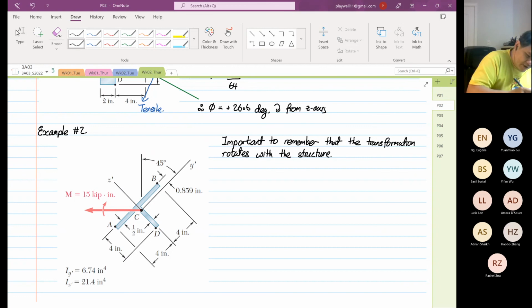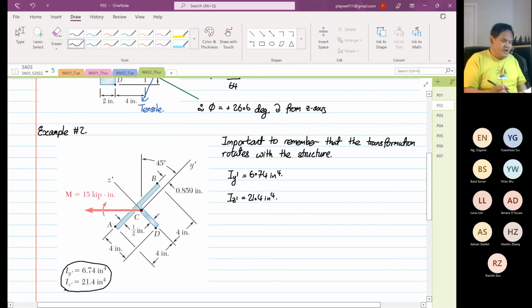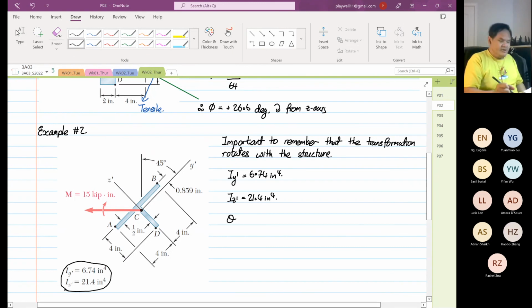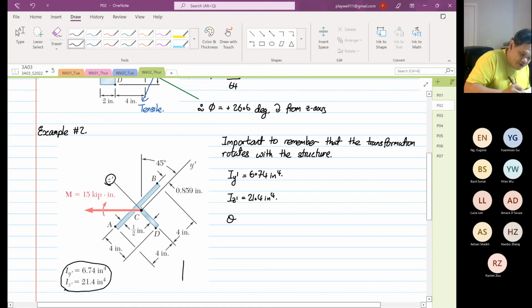Okay. So we are given that I y prime is equal to 6.74 inches to the power 4, right? So it's all given down here. Okay. And we also know that I z prime is equal to 21.4 inches to the power 4. Now, the next thing that you have to remember is, what is your theta? So we know theta is going to measure from Z, okay? And Z prime is rotating with the structure. If you were to ask me to draw the global structure, it would have been this orientation.